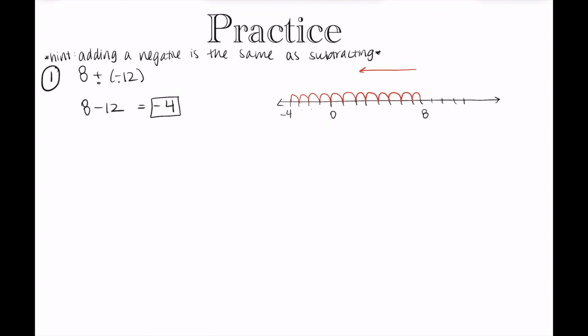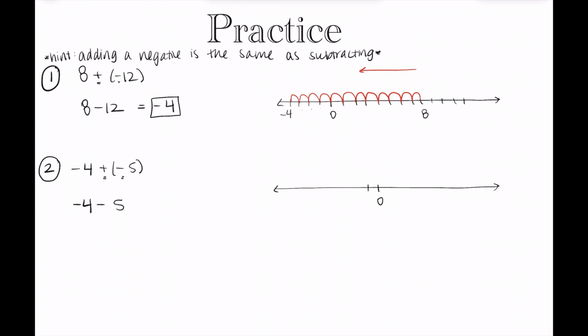Now we'll move on to our second example. For number 2, we have negative 4 plus negative 5. And again, here we are adding by a negative. So adding by a negative is the same as subtracting. So let's rewrite that. We would end up having negative 4 minus 5.